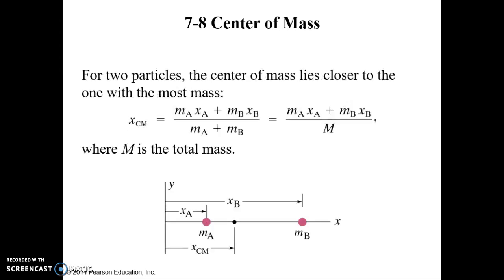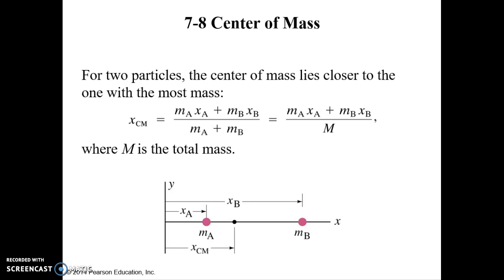Now, mathematically, here's how we solve for the center of mass. The subscript Cm stands for center of mass. So x of Cm is the location of center of mass along the x direction. Notice how big M represents the total mass of Ma plus Mb.